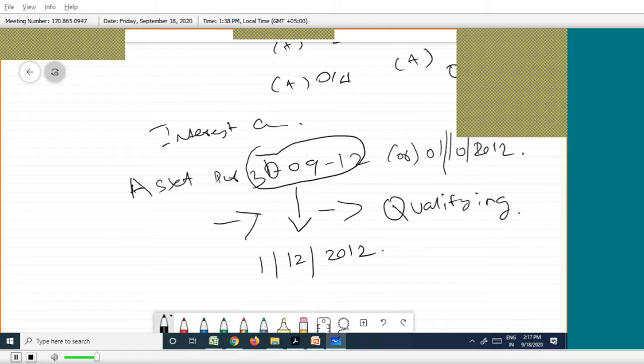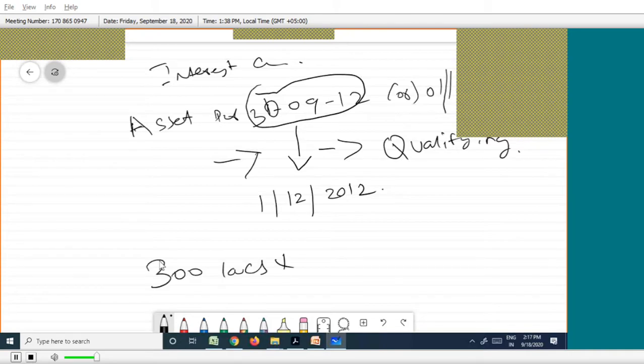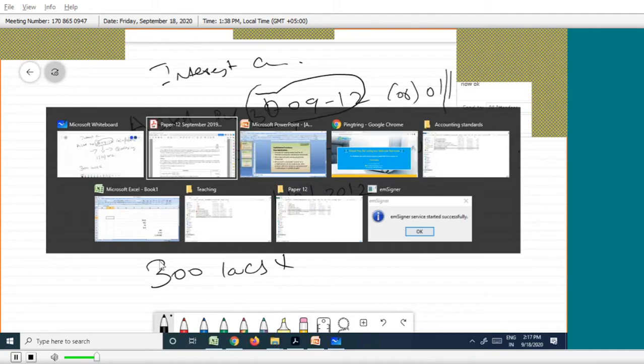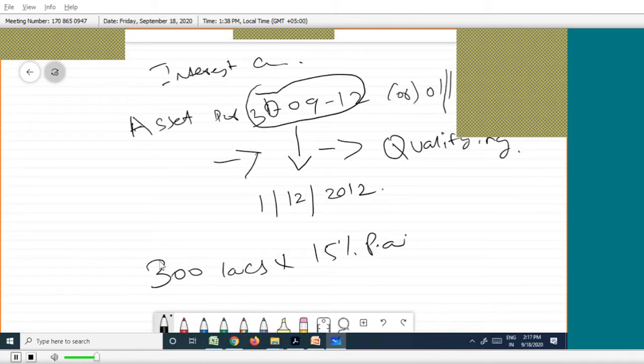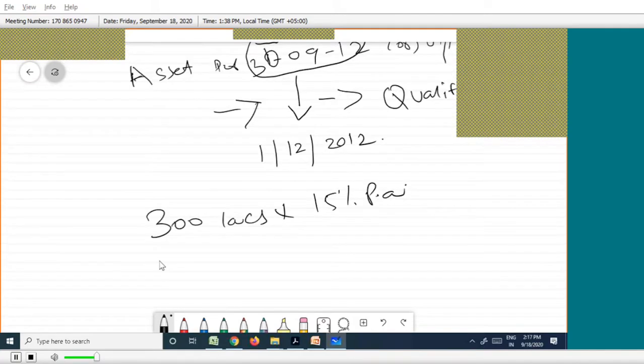So 300 lakhs is the loan, on which the interest rate is how much? Interest rate is 15% per annum. So per annum, for 12 months, the interest is 45 lakhs.